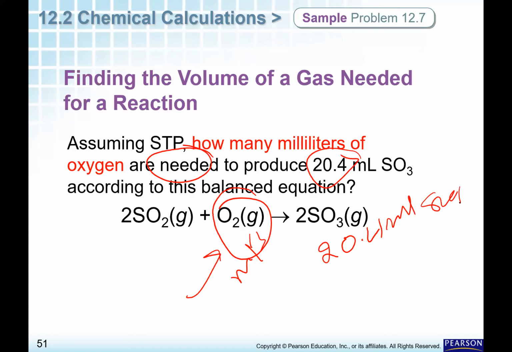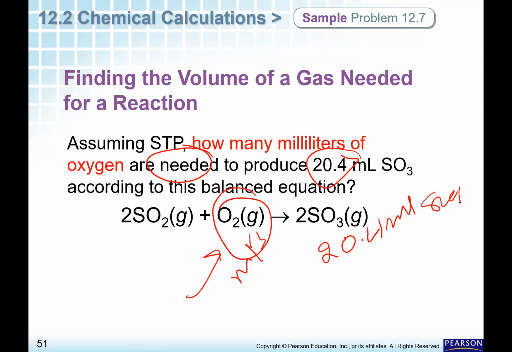If we follow all the correct steps, it is volume to volume, that is true. But first we need to change the milliliters into liters, because STP says 1 mole per 22.4 liters. So we convert milliliters to liters, then liters into moles, then moles back into liters, then liters back into milliliters. But it's a long procedure.